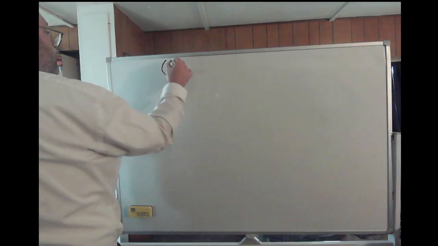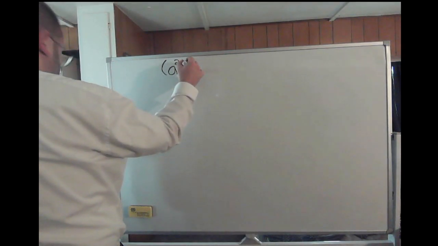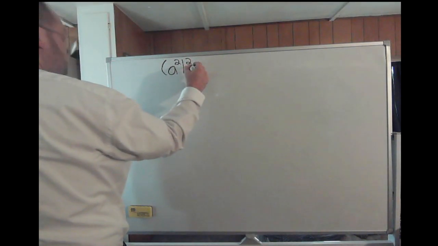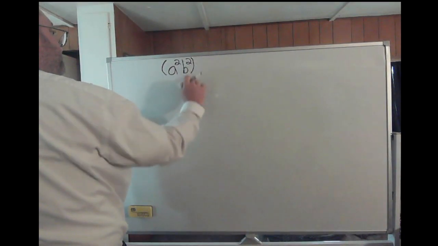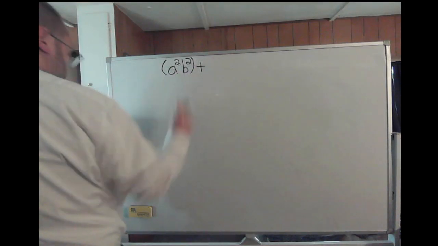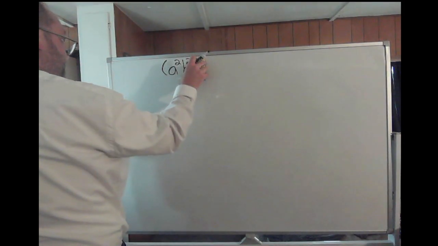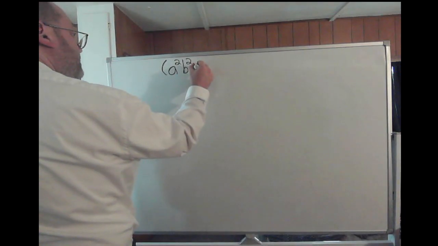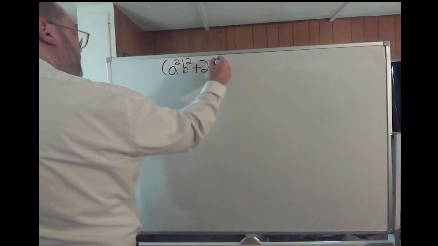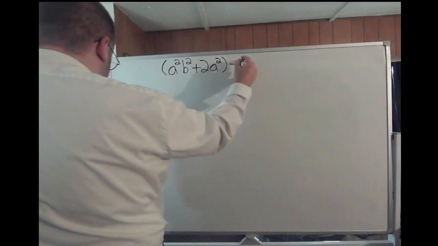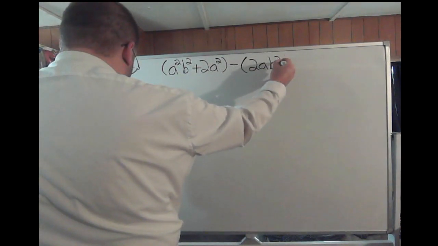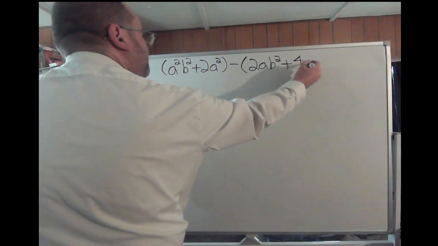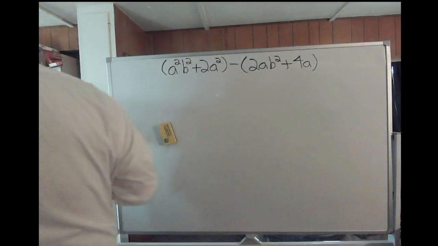Alright, 3 more, then we're done. So we got a squared b squared plus, I'm doing it wrong, forgive me. I'm writing it wrong. We have a squared b squared plus 2a squared, that quantity, minus 2ab squared plus 4a. Alright.